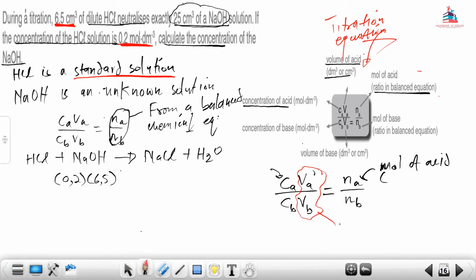So these two must be in the same SI unit. Because the 6.5 is in centimeter cubed and the 25 is in centimeter cubed, it's fine. We can leave it as is. Then divide that by, we want the concentration of the base, CB, the volume thereof that was given was 25, which is equal to 1 over 1.